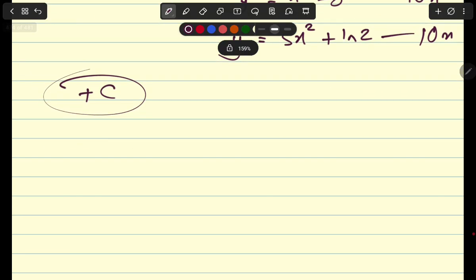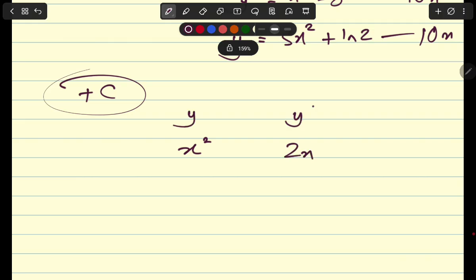This is probably the most misunderstood symbol in A-level mathematics. Students think that plus C is something Cambridge invented or mathematicians invented to make life difficult. No, it exists because mathematics demands it. Look carefully. Now, if this is x squared, the result is going to be equal to 2x.